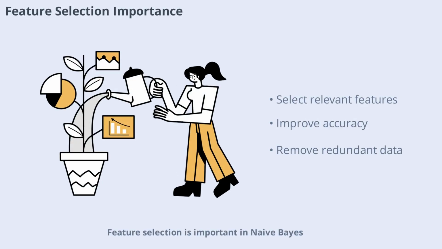Feature selection is important in Naive Bayes as irrelevant or redundant features can affect accuracy. By carefully choosing which features to include, you can improve the classifier's performance. Techniques like removing stop words in text data or selecting the most informative variables are commonly used.